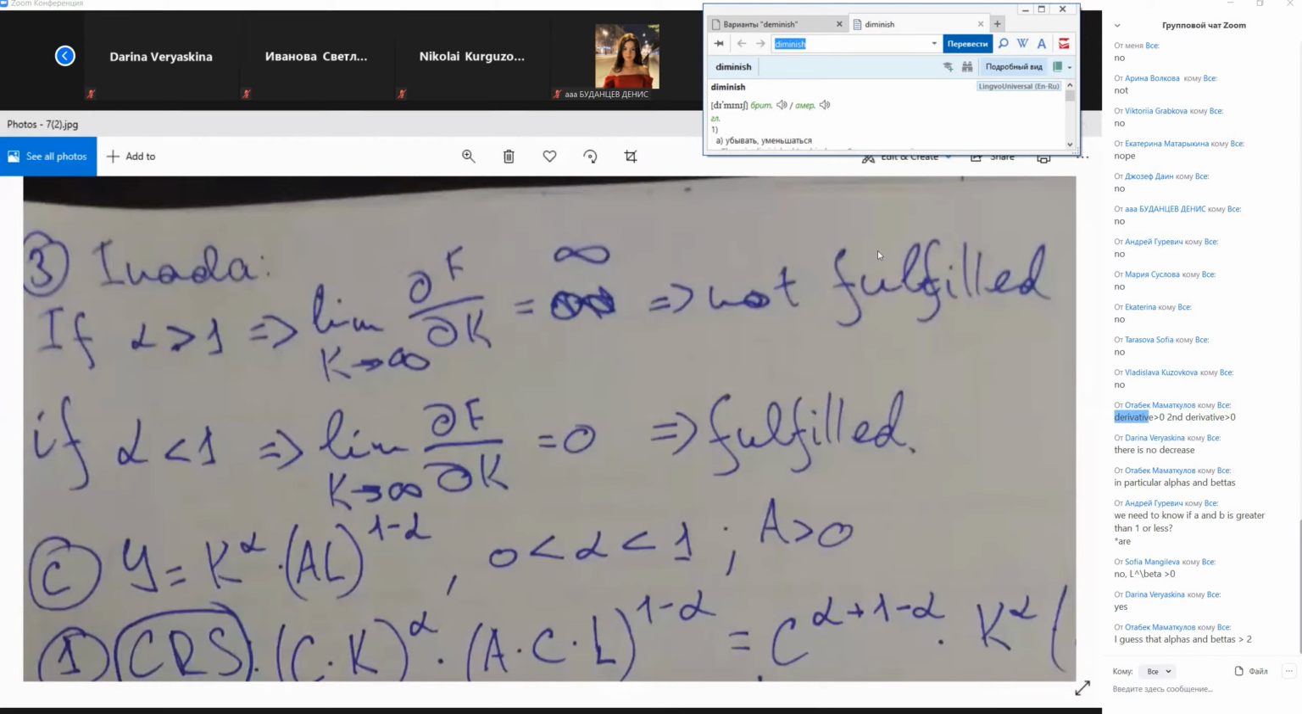We know that it also depends on alpha. If alpha is bigger than 1, then the Inada conditions are not fulfilled. If alpha is smaller than 1, then they are fulfilled. All right.